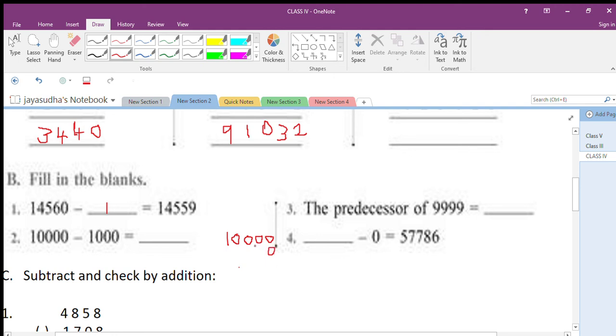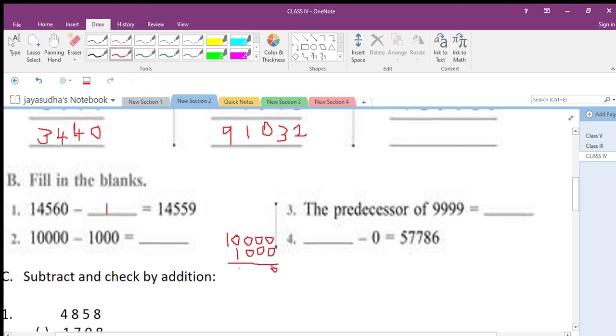Always you write the numbers from right to left only, not from left to right. You start in the ones place. Write the ones place, then follow up with the tens place, hundreds place, thousands place. Doing like that only you have to write the numbers. Okay, now you have to subtract. 0 minus 0, you get 0. Then again 0 minus 0, 0.